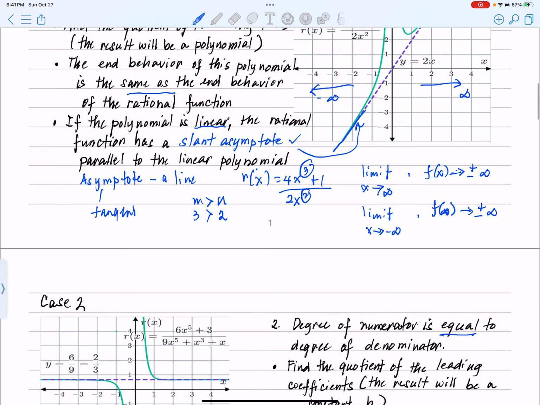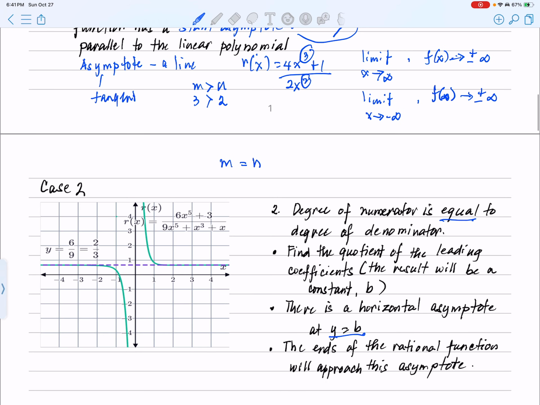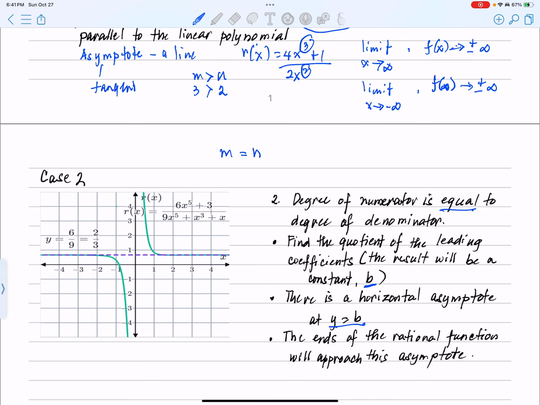Okay, case number 2. In case number 2, the degree of the numerator is equal to the degree of the denominator. Find the quotient of the leading coefficients. The result will be a constant value, b. And there is a horizontal asymptote at b. The ends of the rational function will approach the asymptote.